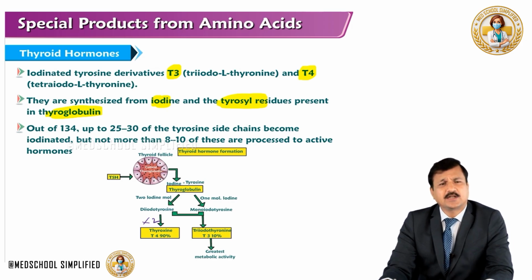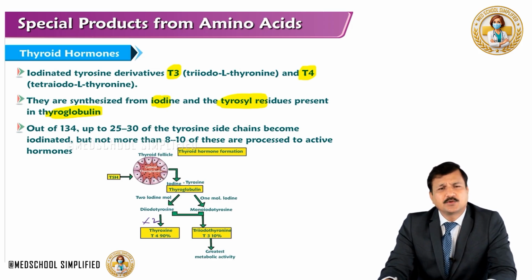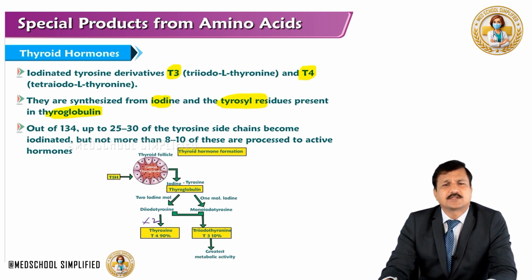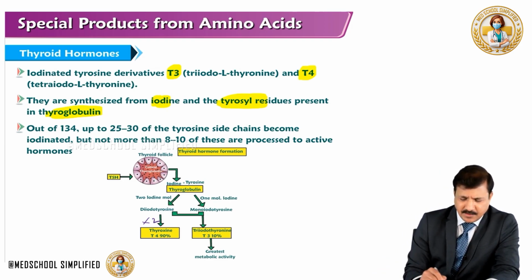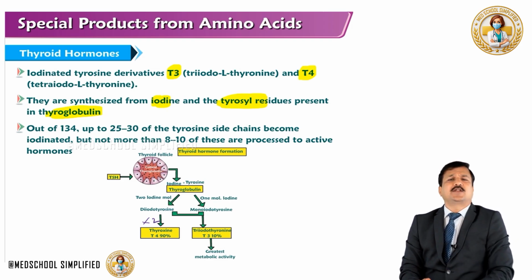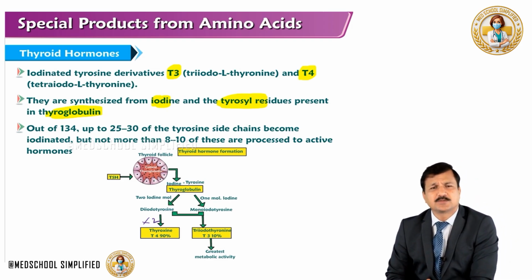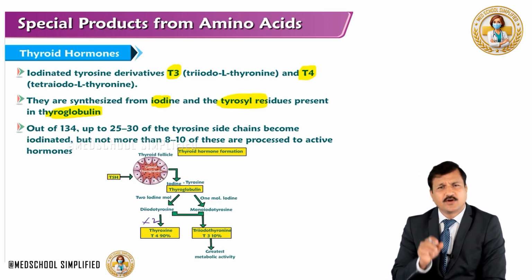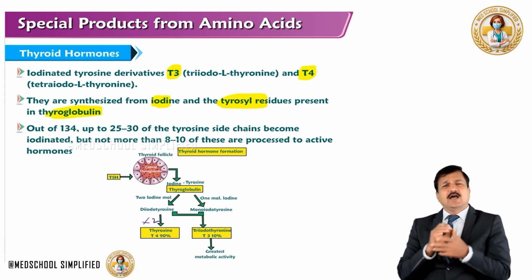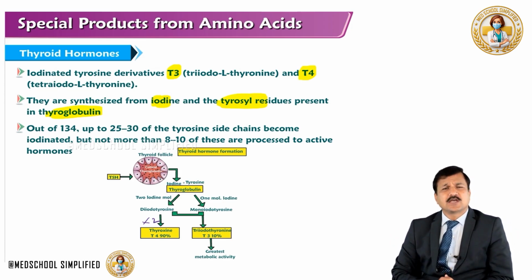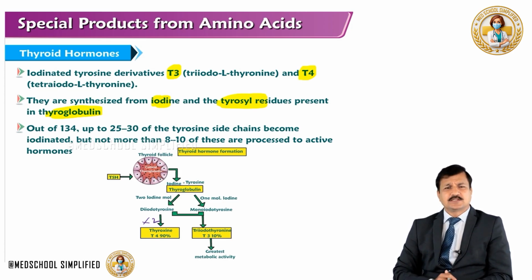So out of 134 tyrosine residues, up to 25 to 30 of the tyrosine side chains are iodinated in a thyroglobulin, as it is shown here. And this iodination of tyrosine residues is promoted by thyroid stimulating hormone in that colloidal thyroglobulin structure in the thyroid follicle, and then that thyroglobulin releases the iodinated tyrosine molecules as triiodothyronine or tetraiodothyronine. Let's see how that happens.